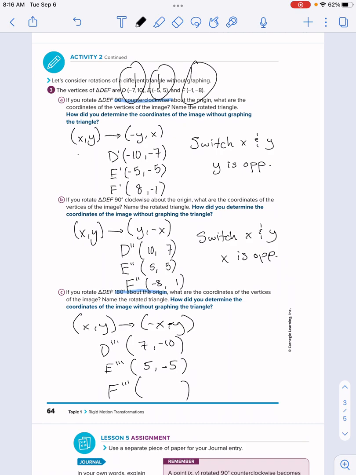And then for F triple prime, negative 1, negative 8, instead of negative 1, positive 1. Instead of negative 8, positive 8. So for this, all it is, x and y are opposite. All right, that's been pretty much it.